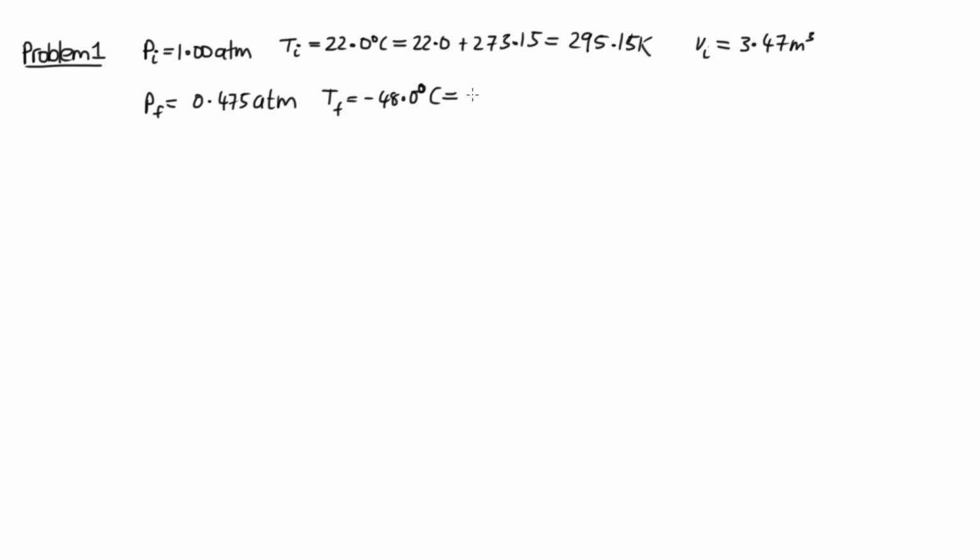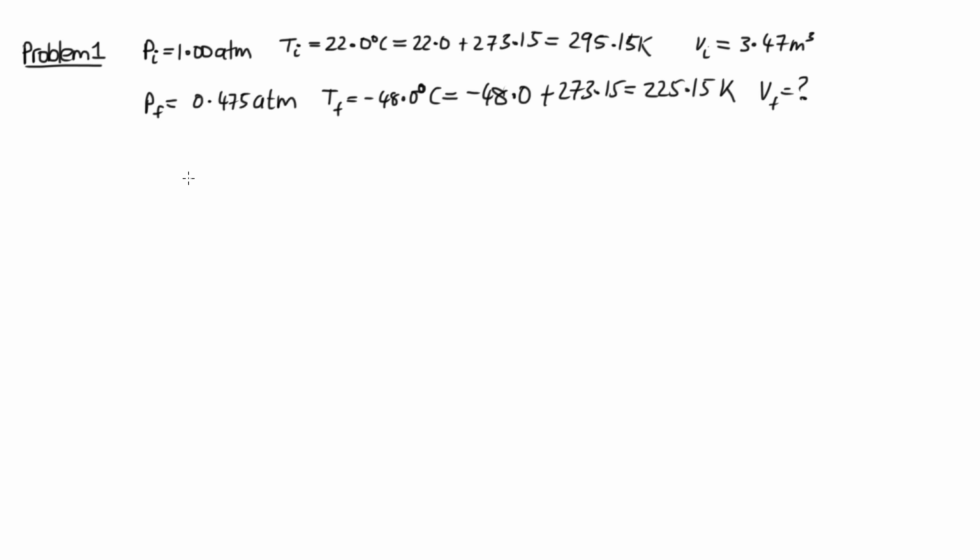So to convert it to kelvins we do minus 48, sorry, there's no point there, so that's minus 48 plus 273.15, which gives us a final temperature of 225.15 kelvins. And we're asked what is the gas volume now, so we need the final volume of the gas.